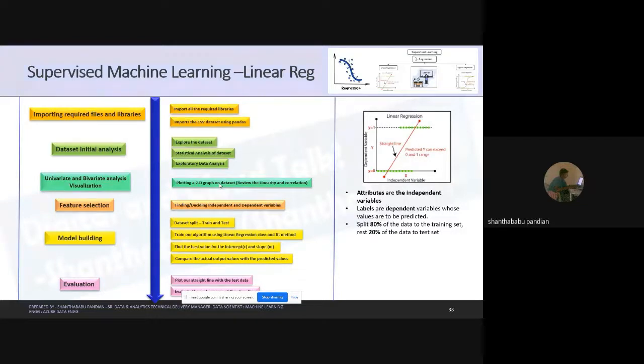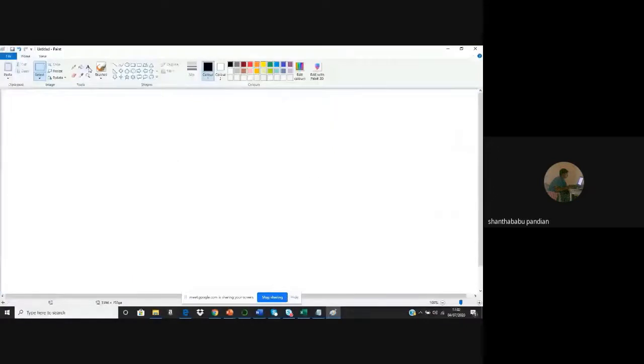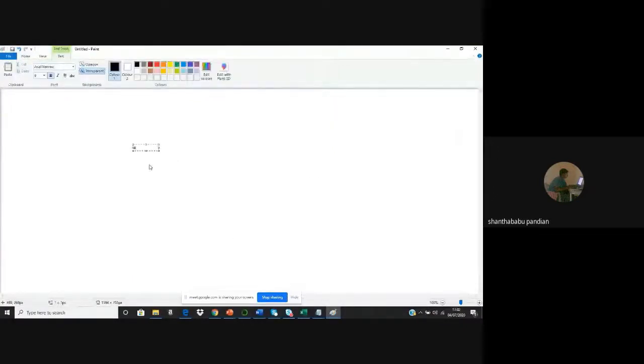Probably I'll try to make it at least a 30-minute session later on how to do this feature selection. We usually do it like this. For example, if I have 1 minute, let me increase the size.